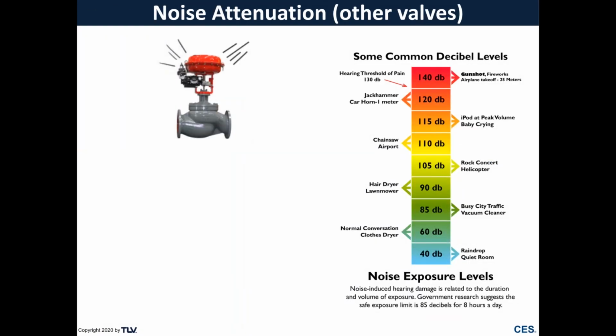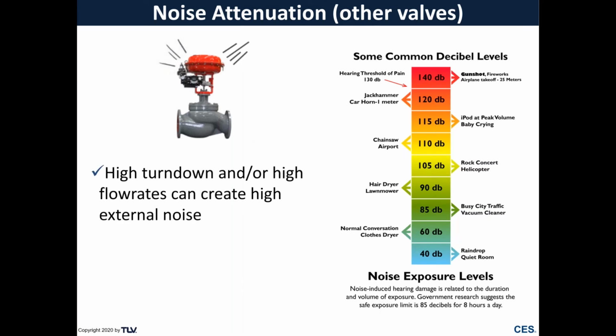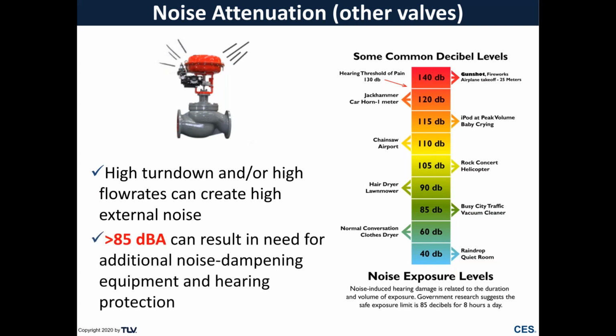Noise is another issue that can be of significant importance. High turndown in pressure and/or high steam flow rates can generate excessive internal noise. And in many cases, noise levels from steam PRVs and control valves can exceed the OSHA recommended 85 decibel time-weighted average threshold, in which case noise mitigating measures and/or hearing protection may be required.